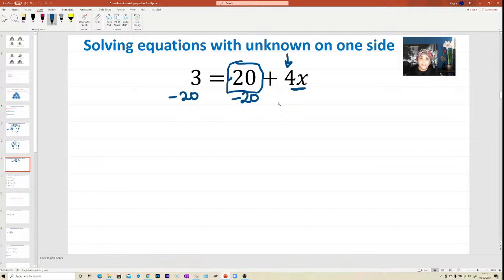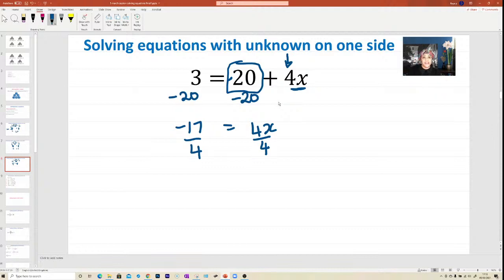And now let's do the math. 3 take away 20. What do we get? It's a negative 17, guys. Okay? Equals to 20 take away 20. Gone. Okay? 0. We don't want 20 there. Equals to 4x. Now we don't want 4x, we want just 1x. So divide by 4 on both sides. So divide by 4 here and divide by 4 here.